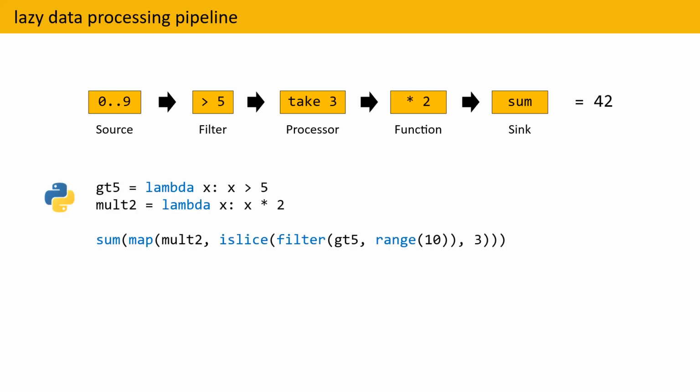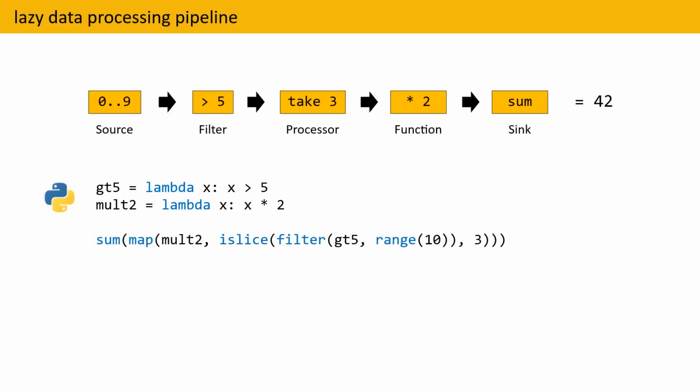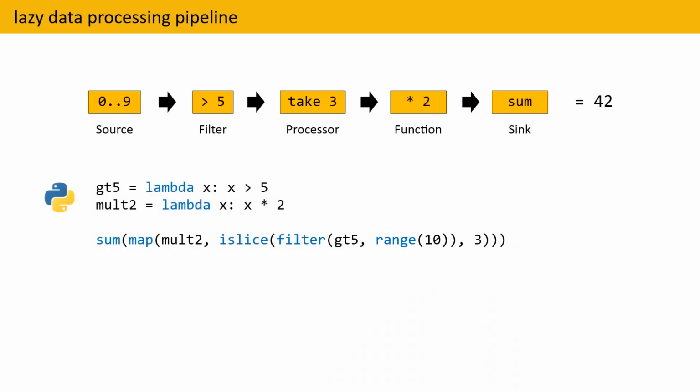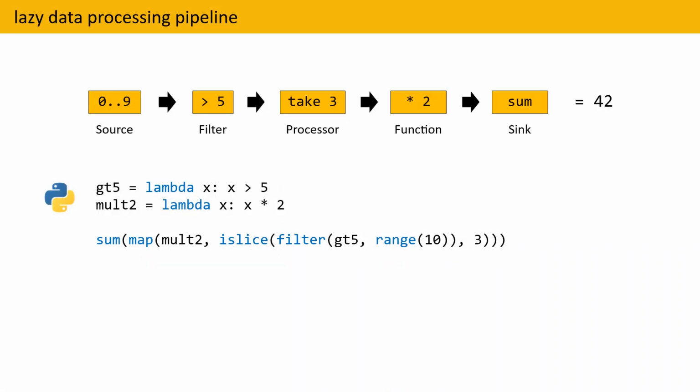Here the implementation of our example pipeline in plain Python. First, we create 2 helper functions, gt5 (greater than 5) and mult2 (multiplying by 2), for filtering and multiplication. Then we can build the pipeline. Range is a lazy sequence and the source that generates the numbers from 0 to 9. We use filter to extract the numbers greater than 5.